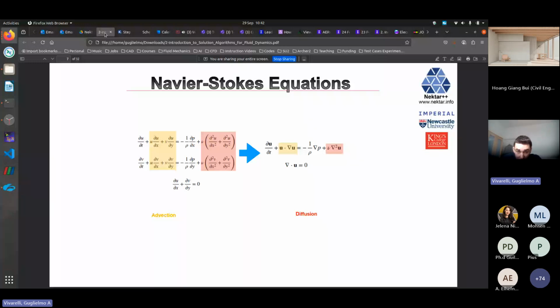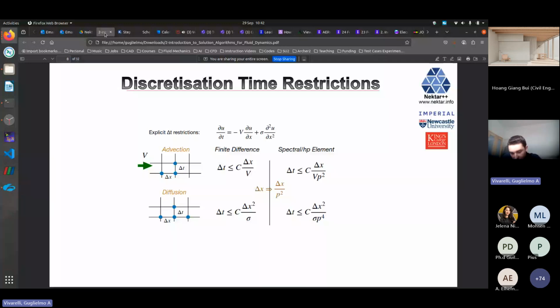Anyway, highlighting the yellow terms, the convective nonlinear terms, and the linear diffusive terms on the right-hand side, we come to time step restriction. So in the linear world of finite difference or finite volume, your time step restriction is mainly dictated by the velocity v. So your time step is inversely proportional to how fast your flow travels.